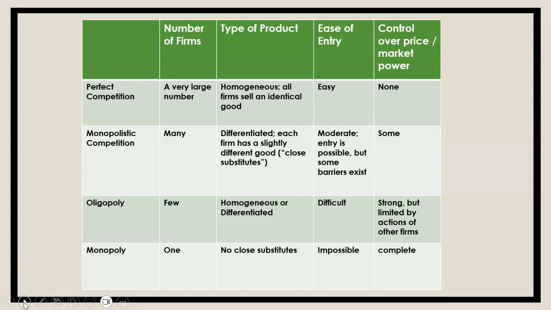We have then the third column, which is ease of entry. How easy is it for additional firms to enter this market? And the three of those factors together, number of firms, type of product, and ease of entry, determine the degree of control over price or market power in each industry.